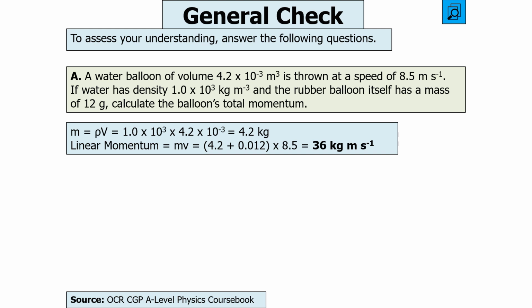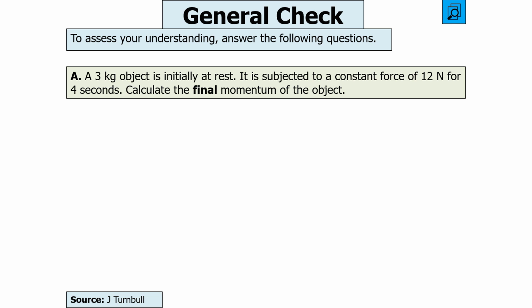A 3 kilogram object is initially at rest. It is subjected to a constant force of 12 newtons for 4 seconds. Calculate the final momentum of the object. So pause the video now, then unpause the video when you want to go through your answer.